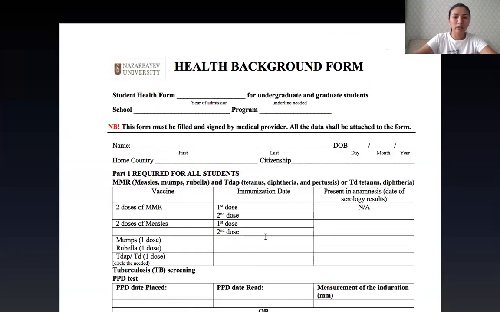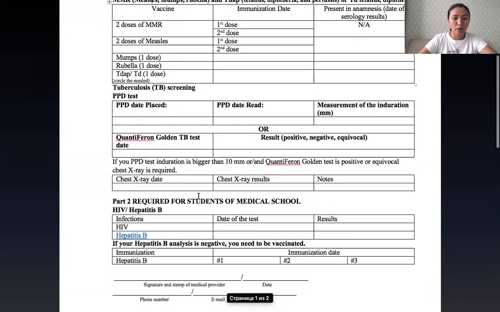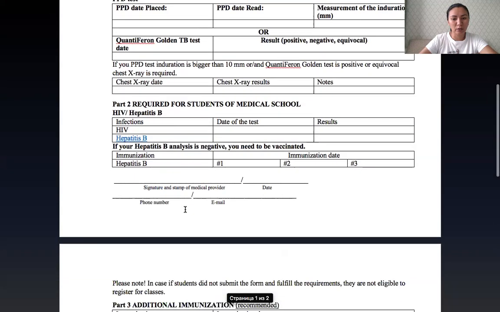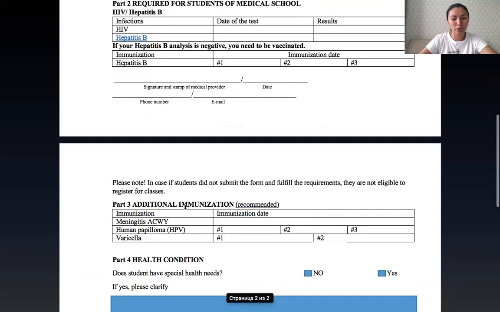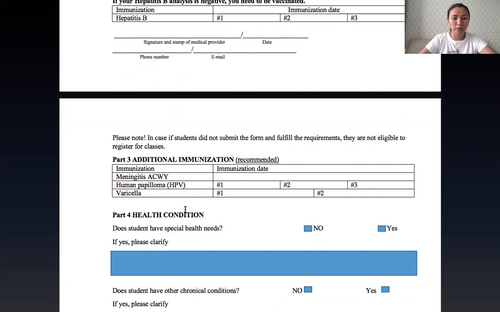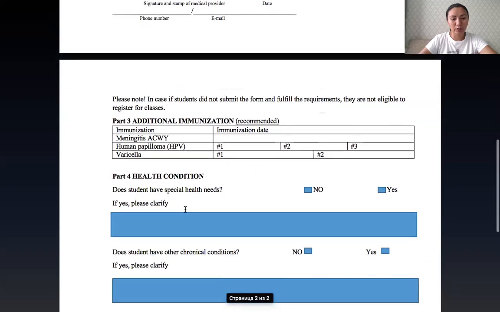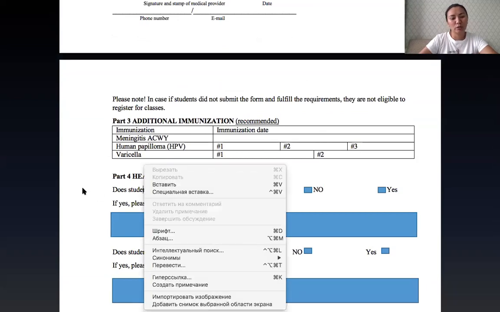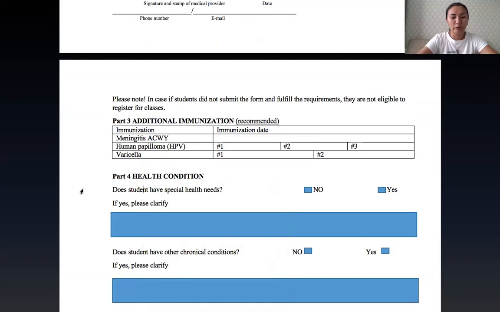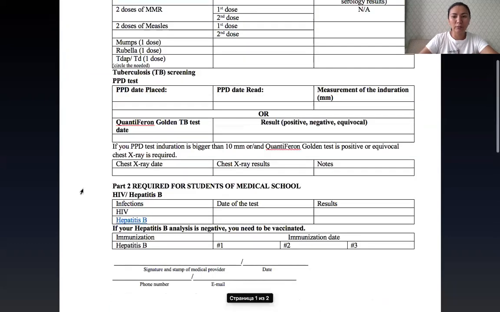Basically, this form contains four big parts. Part one is required for all students, you see here. Part two is required for medical school, especially for those who will have a clerkship in a hospital with invasive procedures. And part three is an additional immunization form, which is recommended but not mandatory. And part four is health condition, which shows if you have any health issues, okay?